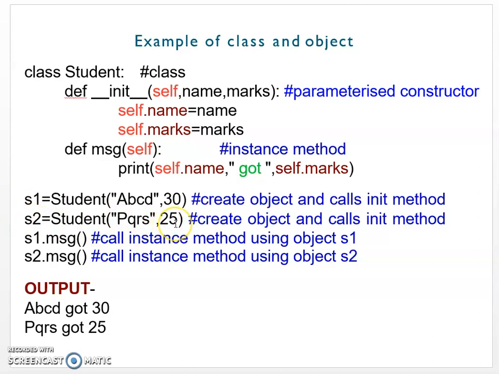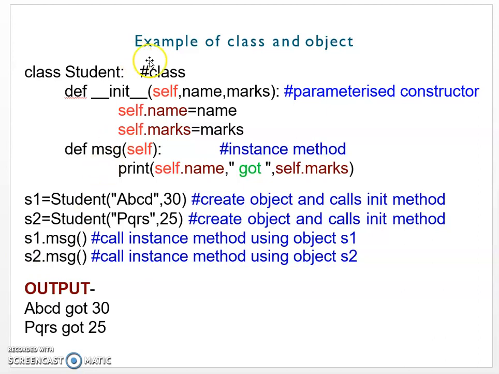So whenever we call the method MSG with the S1 object, it will print ABCD and 30 on the console. And whenever we call the same method with the S2 object, meaning object name, dot operator and method name, it will print PQRS and 25 on the console.